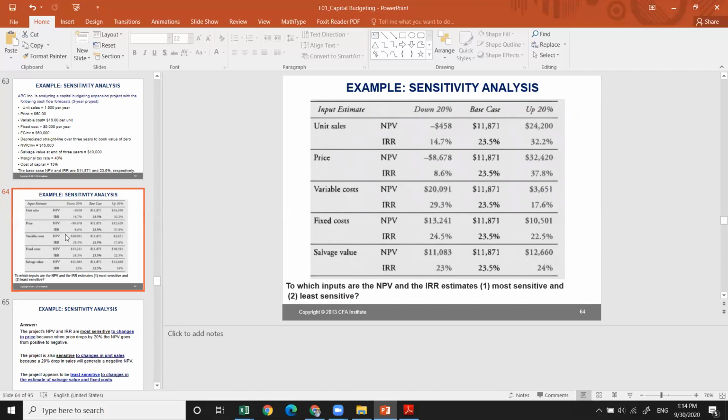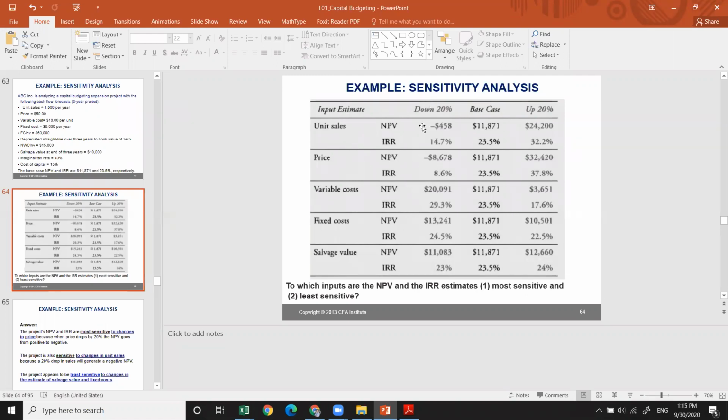And what if your fixed cost changes by 20%? Reduce it, and your NPV, as you can see, increases. What if the salvage value changes, and so on? This is the down case, where you're downgrading each variable and trying to see the effect on your NPV, how the NPV is sensitive to changes in each variable.